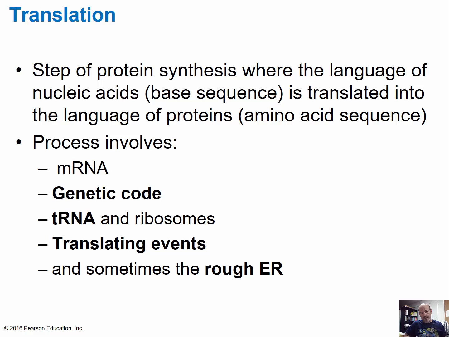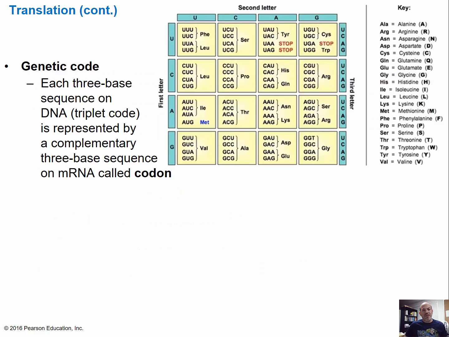The process involves these items: mRNA, the genetic code. There's a code followed by these molecules. Then there's the tRNA and the ribosomes, the events of translation that will be discussed, and sometimes this will involve the rough ER, and we'll go over what happens there. So let's start with the genetic code.